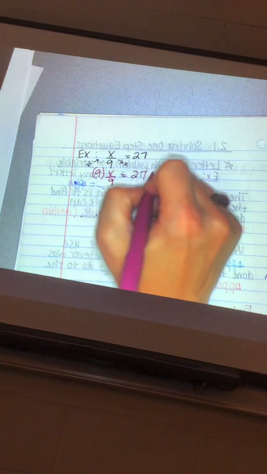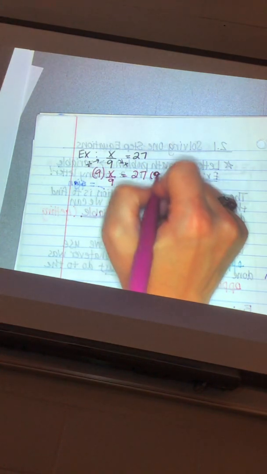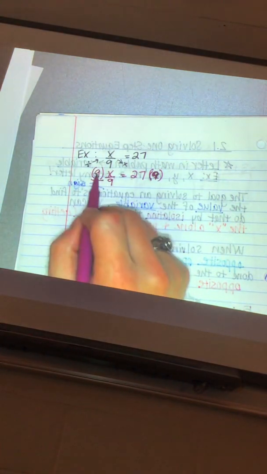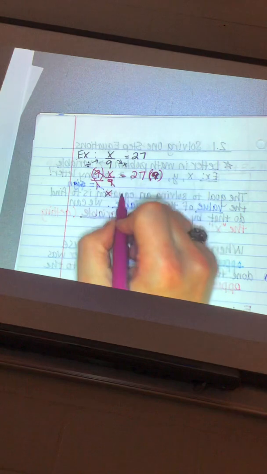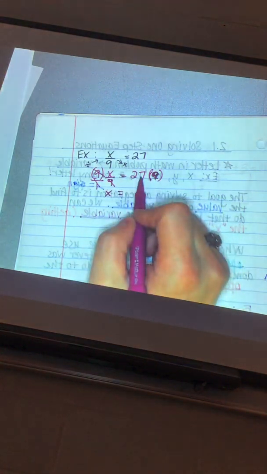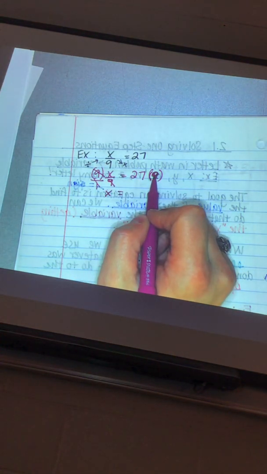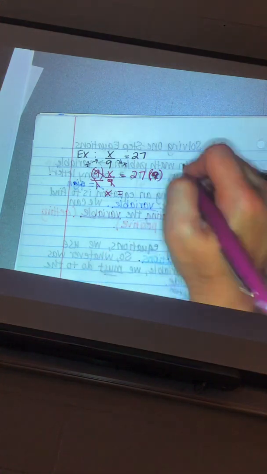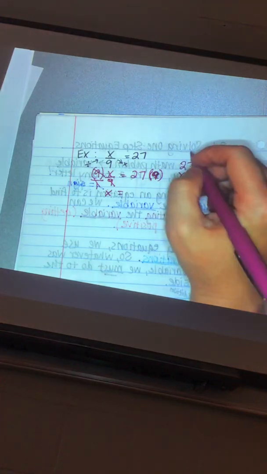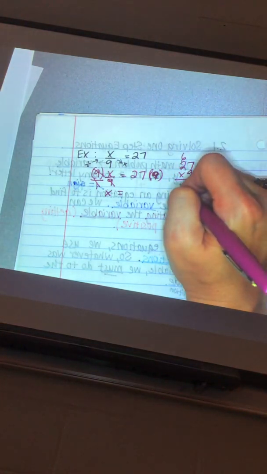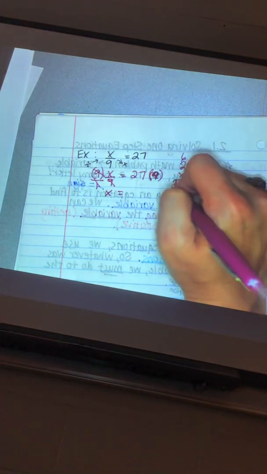Both sides by 9. Sorry about that. So when you multiply this by 9, it's like you're saying 9 over 1. You get a 9x over 9, which just cancels out the 9s, and you're left with an x. And then 27 times 9. You do 27 times 9. 9 times 7 is 63. 2 times 9 is 18. Plus 6 is 24.